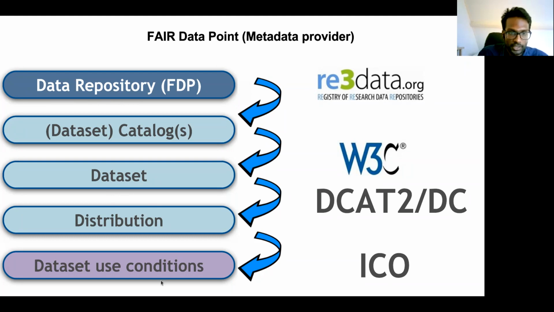For the VW data prototype, what we did was extend the FAIR data point behavior with use condition metadata. So we attach use conditions to a data set. That's the only custom extension that we did for FAIR data point for this use case. And for all of this, we use existing standards. For example, for describing the repository, we use the RE3 data standard. From catalog all the way up to distribution, we use DCAT and DC terms. And for describing data use conditions, we use the ICO ontology.